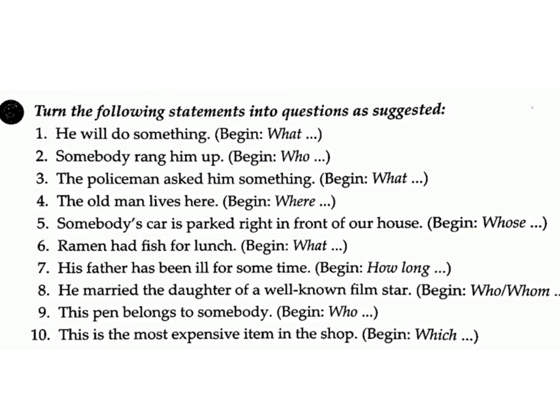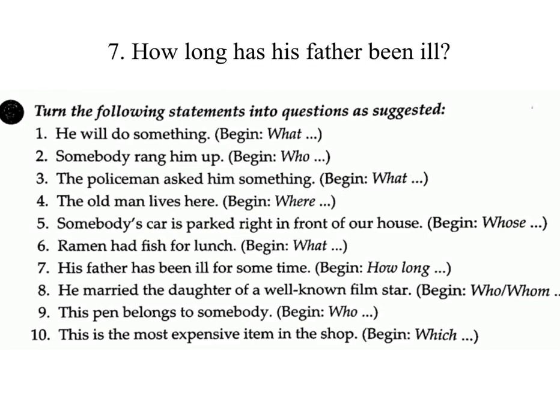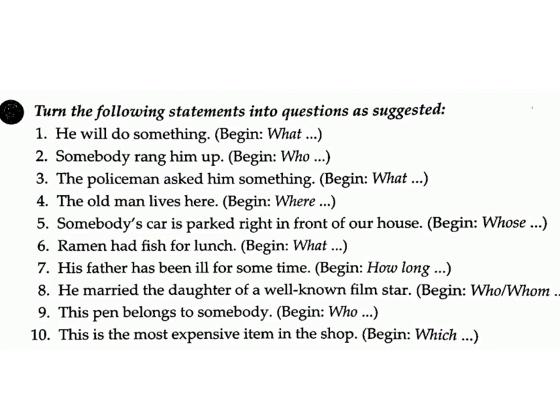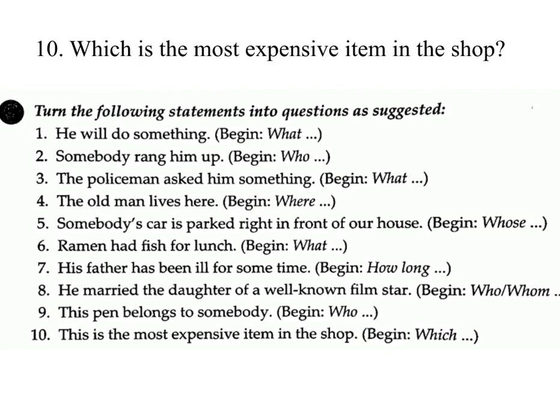7. His father has been ill for some time. Begin. How long? Answer. How long has his father been ill? 8. He married the daughter of a well-known film star. Begin. Who? Whom? Answer. Whom did he marry? 9. This pen belongs to somebody. Begin. Who? Answer. Who does this pen belong to? 10. This is the most expensive item in the shop. Begin. Which? Answer. Which is the most expensive item?